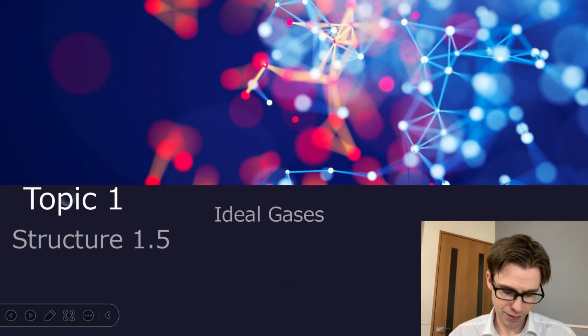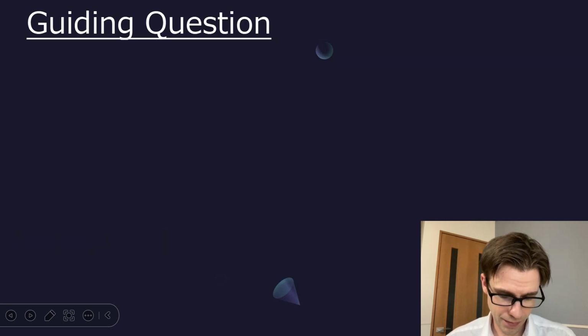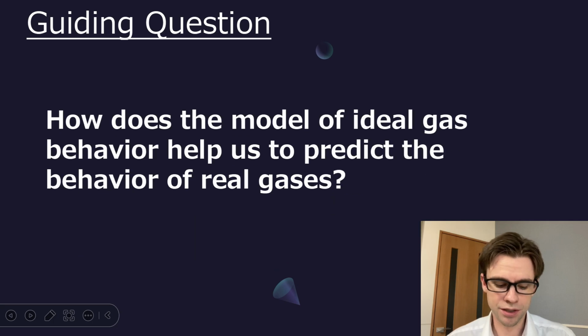Okay, so we'll move on to 1.5. I think this is the last section of structure 1. It's all about ideal gases, so it is directly connected to what we just did with Avogadro's law. So we have a new guiding question for this new section. How does the model of ideal gas behavior help us to predict the behavior of real gases?